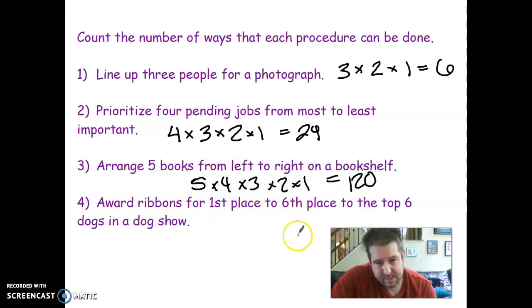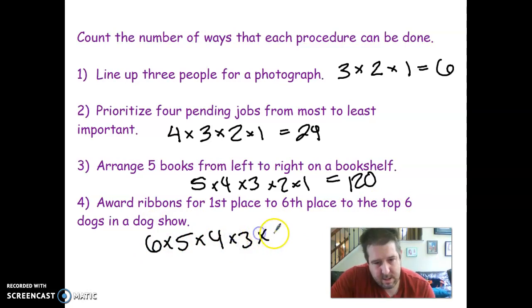Award ribbons for first place to 6th place to the top 6 dogs in show. So 6 times 5 times 4 times 3 times 2 times 1. Multiply that. 30 times 4 is 120. 120 times 3 is 360. 360 times 2 is 720. And there you go.